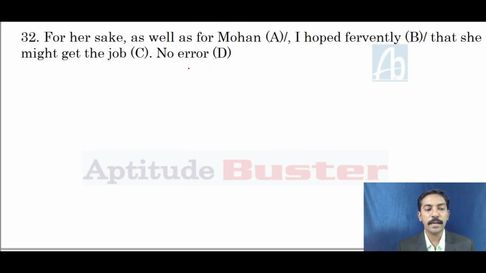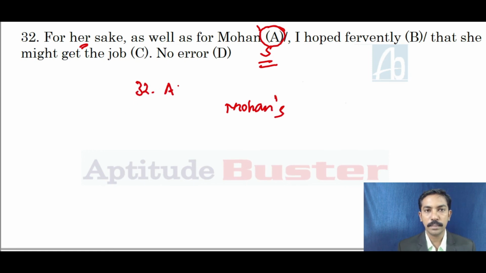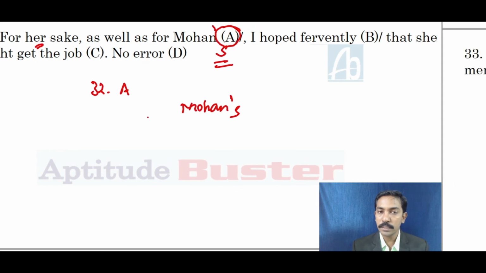Question number 32. For her sake as well as for Mohan, I hope fervently that she might get the job. For her sake, this is in possessive case, right? So the error lies in segment A. The correction is for her sake as well as for Mohan's. It should be Mohan apostrophe S. For this question, the error lies in segment A. The correction is Mohan apostrophe S. For her sake as well as for Mohan's sake.